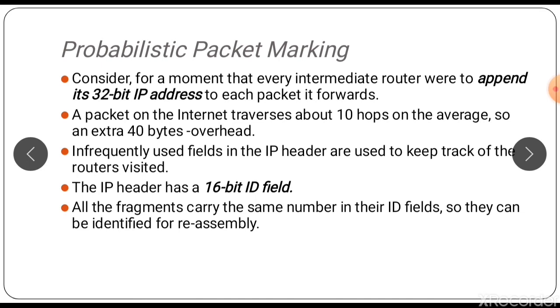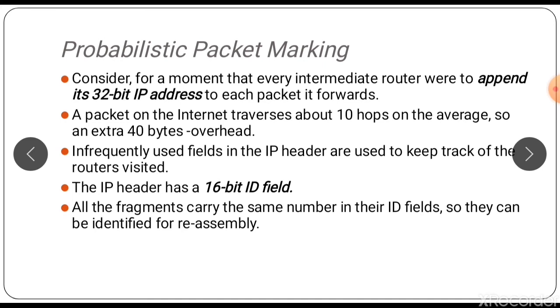So here each intermediate router is going to add a 32-bit IP address to each of the packets it forwards. A packet on the internet, on average, will travel 10 hops. So in total we need an additional 40 bytes to keep track of the path from source to destination. Usually this is unacceptable because it becomes a per-packet overhead.